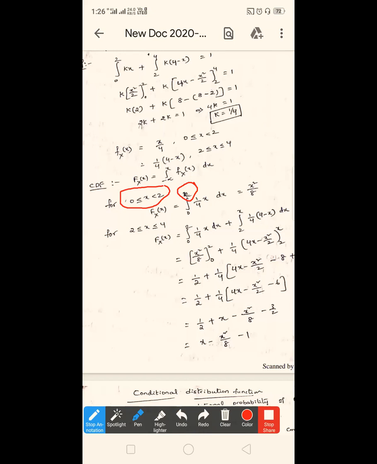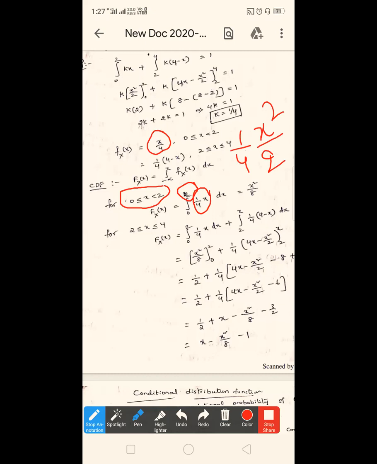For this range, the value of the probability density function is x by 4. So you have to substitute x by 4 here. Integral 0 to x of x by 4 dx. 1 by 4 is constant, you can write it outside. So integral x dx means x square by 2. So you will get 1 by 4 into x square by 2. Okay, integration is performed here. You have to apply the limits 0 to x.